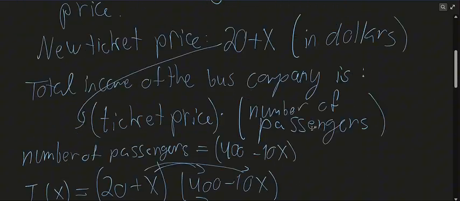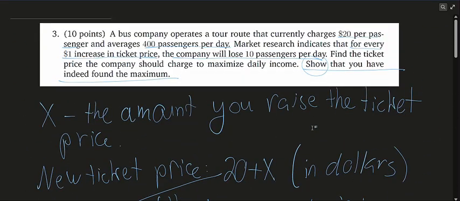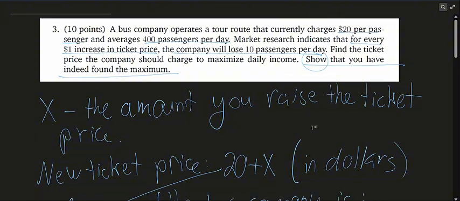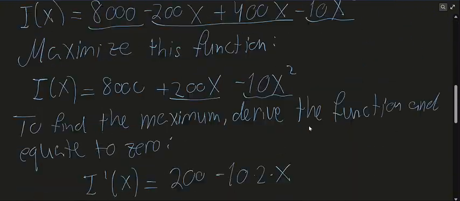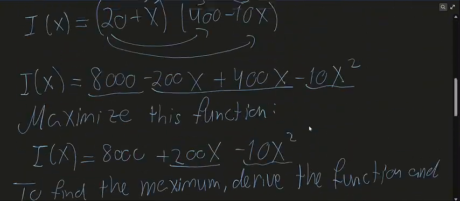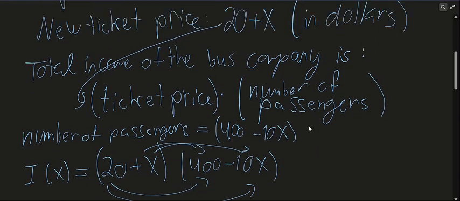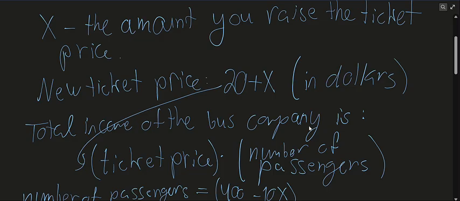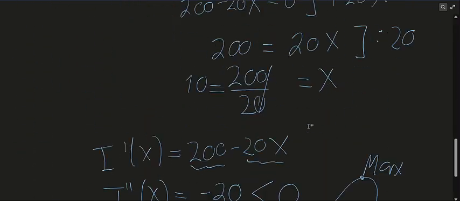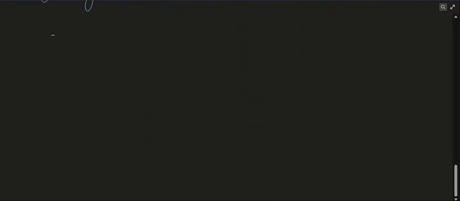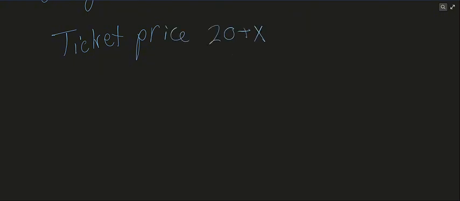But the problem statement asks us to find the ticket price the company should charge to maximize daily income. We found x, and x is indeed 10. That's a perfectly valid x, but the problem was asking for the ticket price. As you'll recall from the beginning of the problem, the new ticket price is 20 plus x. X is equal to 10, so plug in.